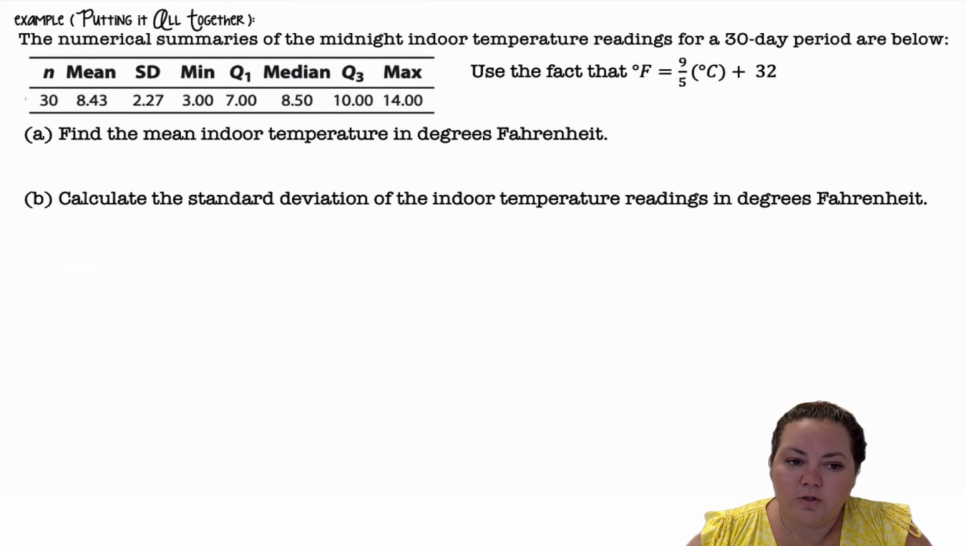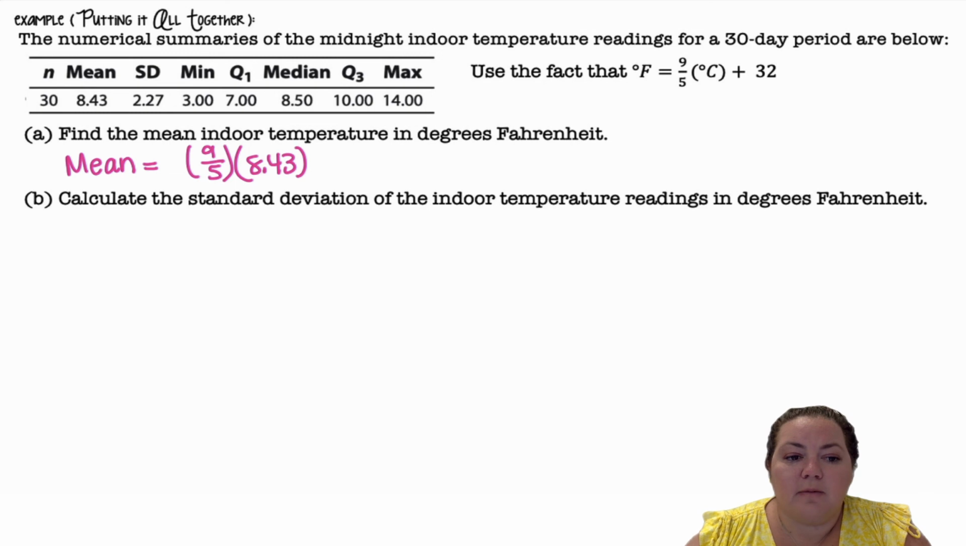All right, so I'm going to take the mean, and the mean is going to be impacted by multiplication and division, as well as addition and subtraction. So I'm going to do 9/5 times my mean of 8.43, and then add 32, which gives me 47.17 degrees Fahrenheit. Calculate the standard deviation.